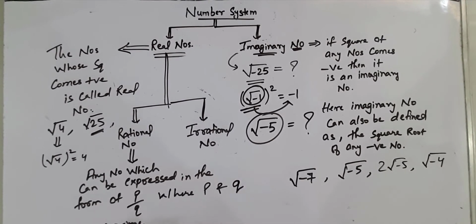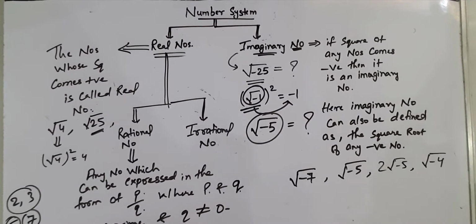Now what do you mean by co-prime? Co-prime means they do not have common factor other than 1, like 2 and 3. So here 2 and 3 are co-prime. Similarly 5 and 7 are also co-prime. So when any number is expressed in the form of P by Q, where P and Q are co-prime and Q must not be equal to 0. Like when we write 2 upon 3, here 2 and 3 are both integers and they are co-prime, and 3 is not equal to 0. So we can say that 2 upon 3 is a rational number.